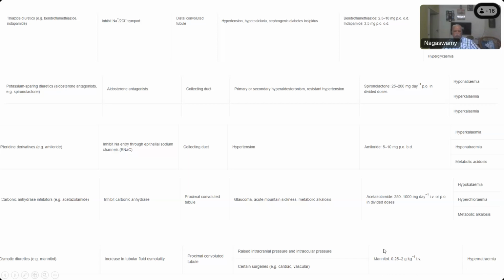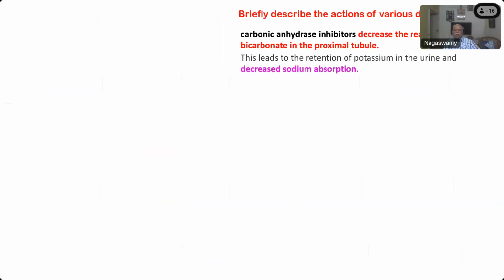It produces mainly water diuresis, so more sodium will be retained in the body. Extracellular fluid will have more sodium, and the patient may go into hypernatremia. So this is how the various drugs act. The carbonic anhydrase inhibitor decreases the absorption of bicarbonate in the proximal tubule. This leads to retention of potassium in the urine and decreased sodium absorption. So decreased sodium absorption leads to a decrease in the reabsorption of water.